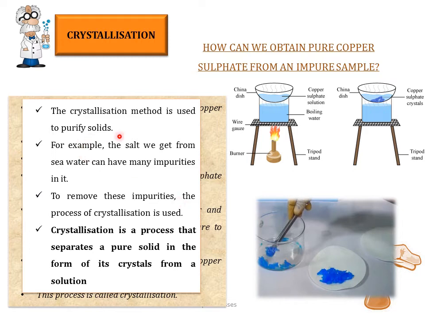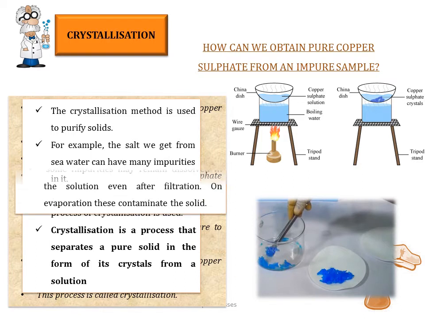So the crystallization method is used to purify solids. Let's take another example. The salt we get from seawater has many impurities in it. So to remove these impurities, we can use the process of crystallization. Crystallization is a process that separates a pure solid in the form of its crystals from a solution.